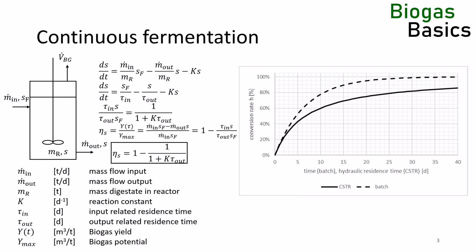For the CSTR, the time axis is the hydraulic residence time, and the curve shows the steady-state behavior, meaning that the CSTR must run for a while, typically 2 to 3 hydraulic residence times, to achieve steady state. In the figure, the time coordinate for the batch reactor is the batch run time. For the CSTR, it is hydraulic residence time in steady state.